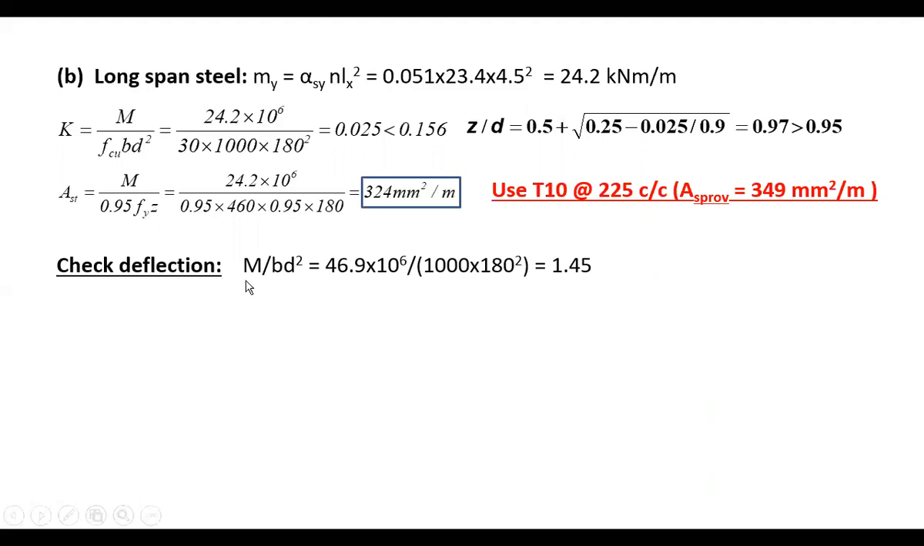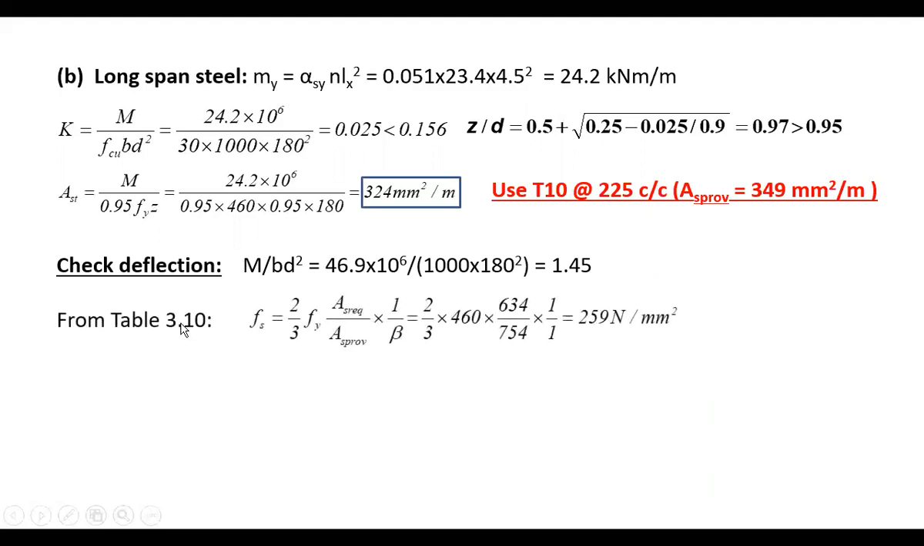And this deflection, we always start by M over BD square. It is this value. And the M here will always be the maximum positive moment in the span, which will always be in the short direction. Then from table 3.10, we have to get the stress in the steel reinforcement from this equation here. Substitute AS required divided by AS provided, which we get from the previous slide. And we always keep beta as 1 because no redistribution. And this is the F steel equals 259 Newton per millimeter square.